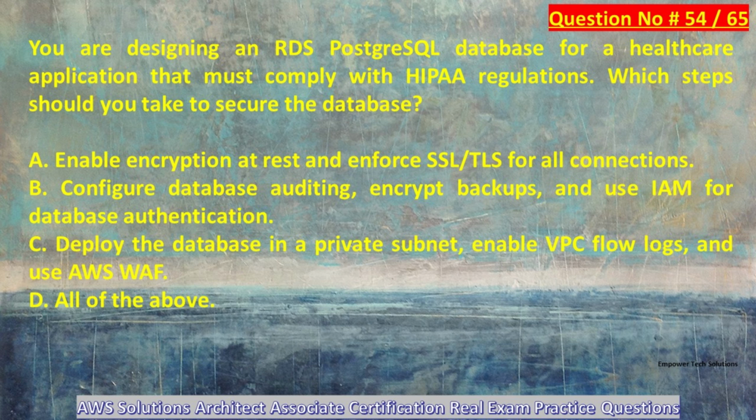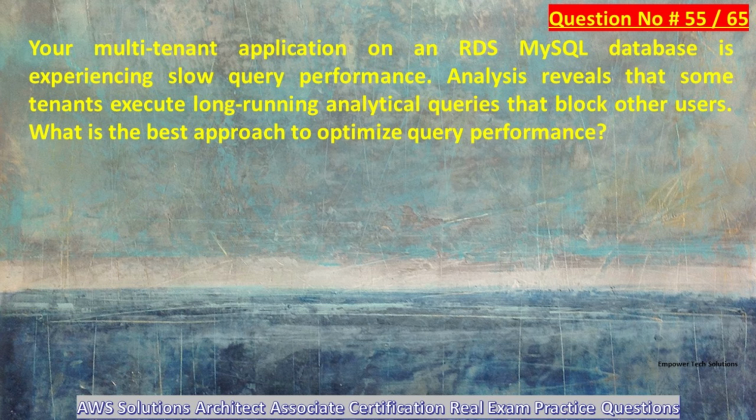C. Deploy the database in a private subnet, enable VPC flow logs, and use AWS WAF. D. All of the above. Your multi-tenant application on an RDS MySQL database is experiencing slow query performance. Analysis reveals that some tenants execute long-running analytical queries that block other users.